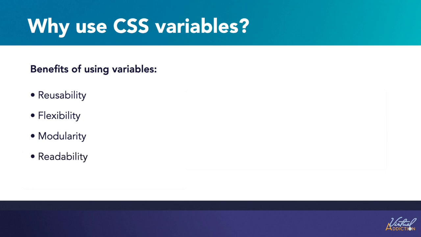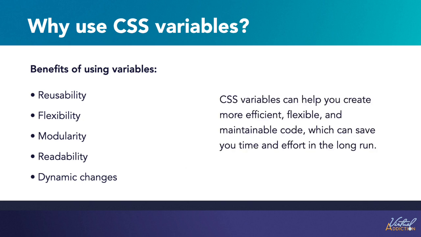CSS variables can make your code more readable and easier to understand. By giving values descriptive variable names, you can make your code more self-documenting and easier to debug. This can be especially helpful if you're working on a large and complex style sheet. Finally, CSS variables can also be changed dynamically using JavaScript, which can allow for more interactivity and customization on your websites. Overall, CSS variables can help you to create more efficient, flexible, and maintainable code, which can save you time and effort in the long run.